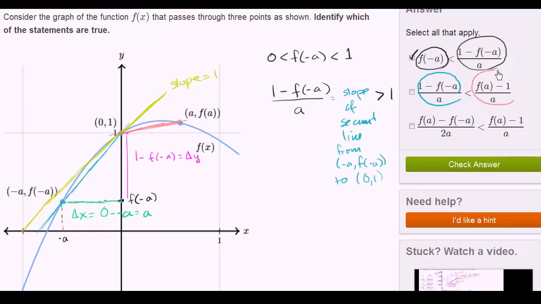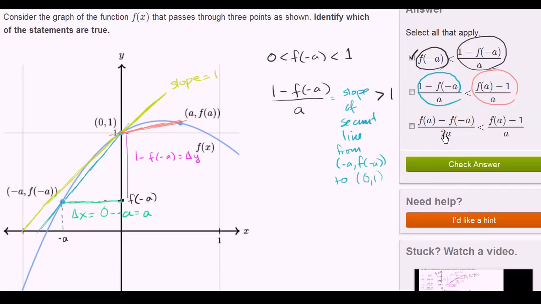The slope of this secant line. So which one has a higher slope? Well, it's pretty clear that the blue secant line has a higher slope than this orange secant line. But here it's saying that the blue's slope is lower than the orange. So this is not going to be true. So this is not true.